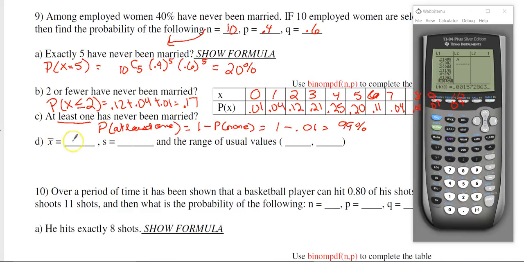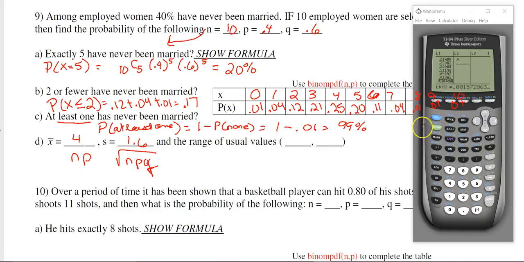Okay. The mean is n times p. N was 10. P is 0.4. So 10 times 0.4 is 4. The standard deviation is the square root of n times p times q, which comes out to be 1.6.